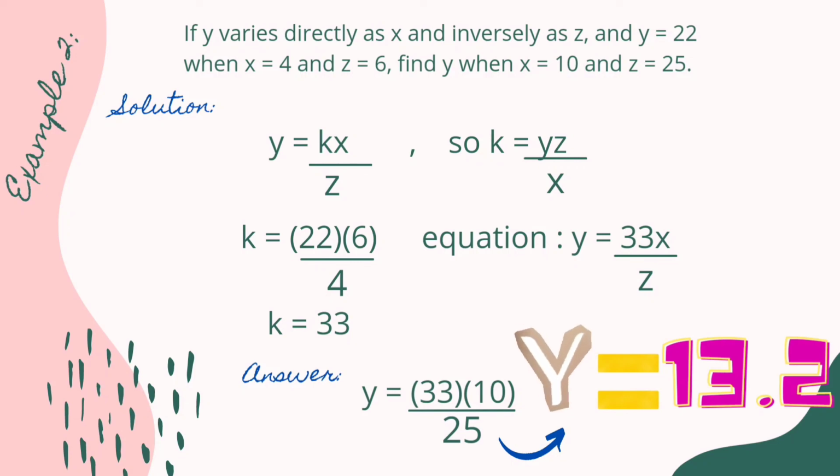So, we have y equals 33 times 10, which is the value of x, divided by 25, which is the value of z. So, 33 times 10 is equal to 330. 330 divided by 25 is equal to 13.2. Therefore, y is equal to 13.2 when x equals 10 and z equals 25.